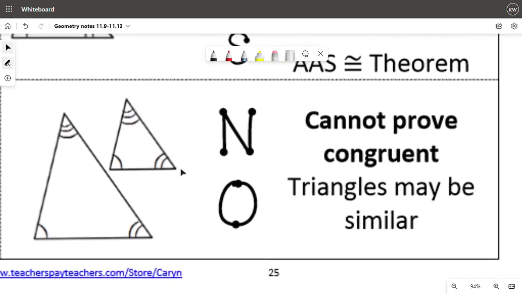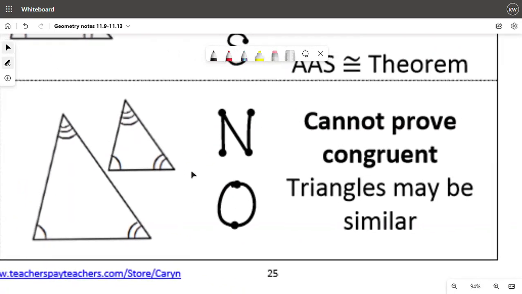Likewise, you couldn't prove that two triangles are congruent if they have the same angles. You could have the same angles, but you could have different sides for those, okay? These would be a case for similarity, which is what we're going to talk about later on.